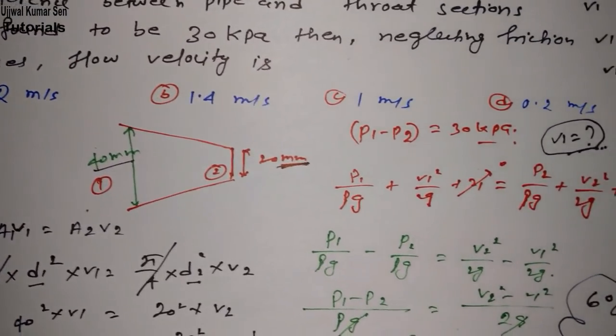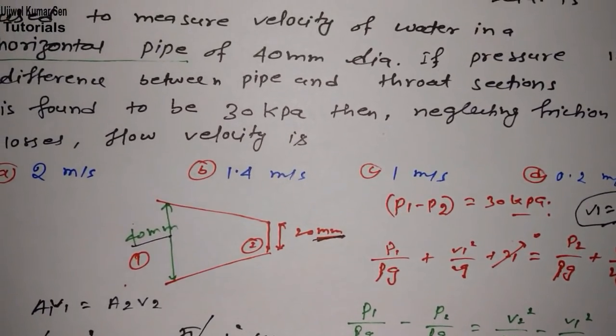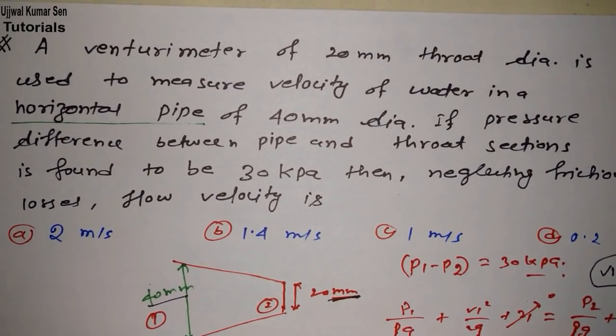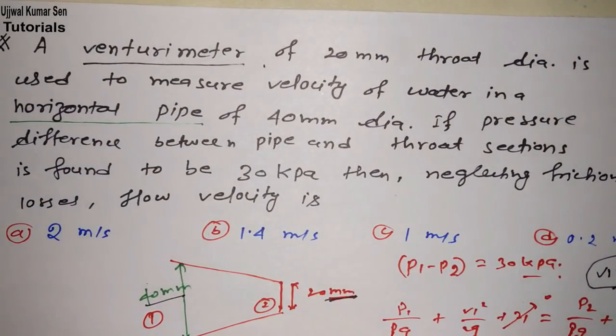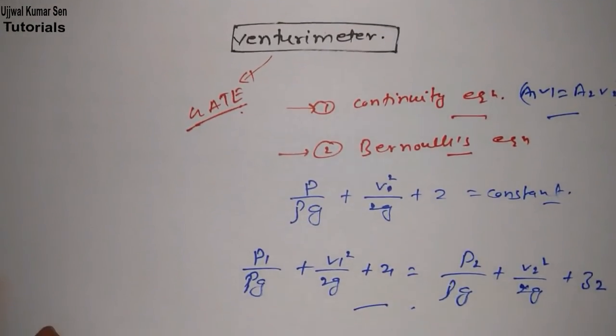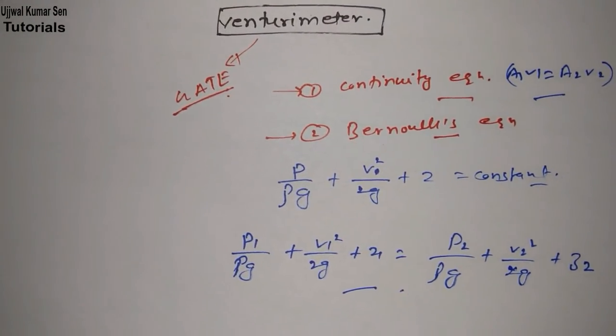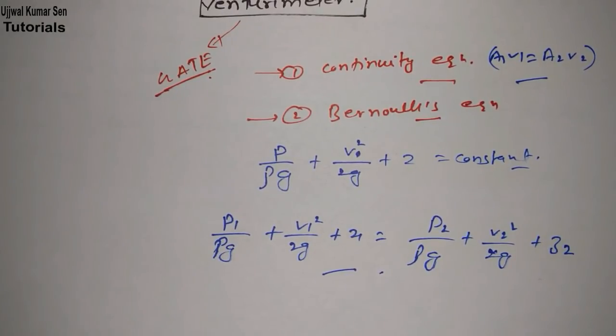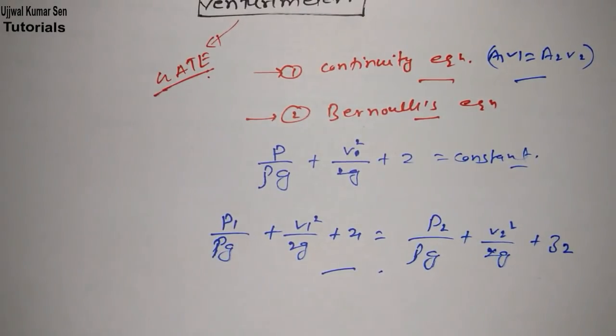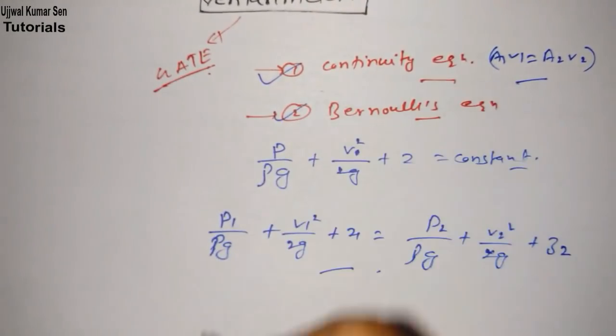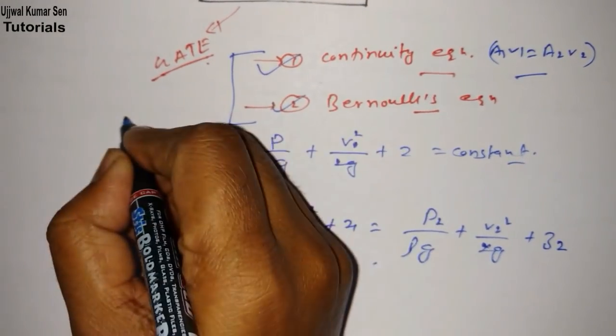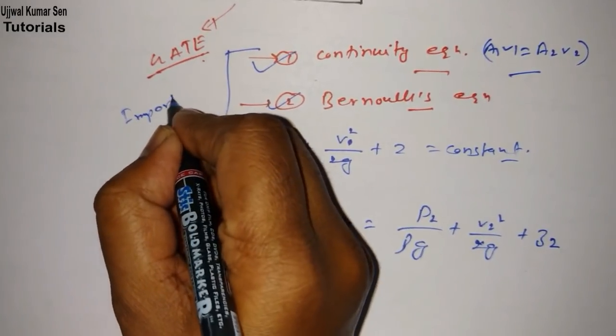So I hope you understand this question. As I have shared with you, this is a question on the venturimeter, and to solve the problem we required the continuity equation and Bernoulli's equation. If you are preparing for a university examination, then I definitely recommend you do these two equations, because these two equations are most important.